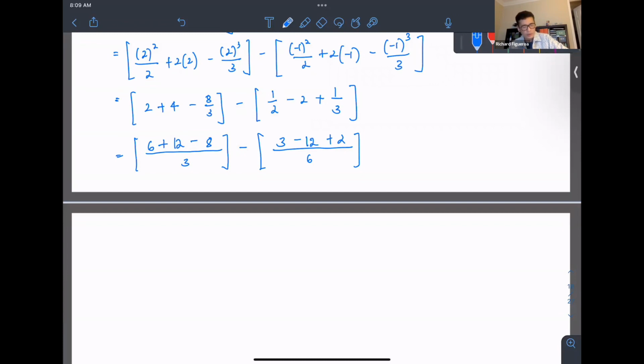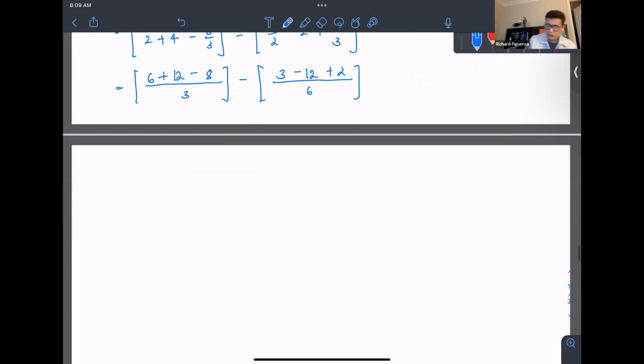So 3 times 2, it's 6. 3 times 4, it's 12, minus 8. So minus 6 divided by 2, it's 3. Then 6 times 2, it's -12. Then 6 divided by 3, that will be 2. So that makes it 6 plus 12 is 18. And then minus 8, that will be 10 all over 3.